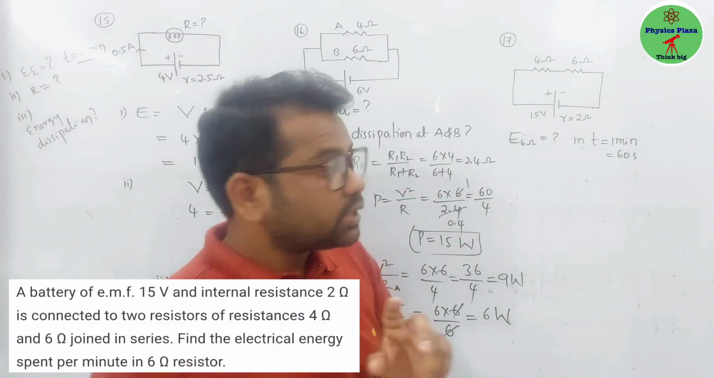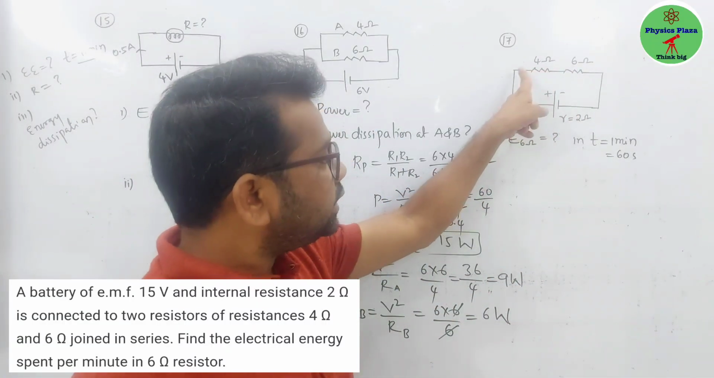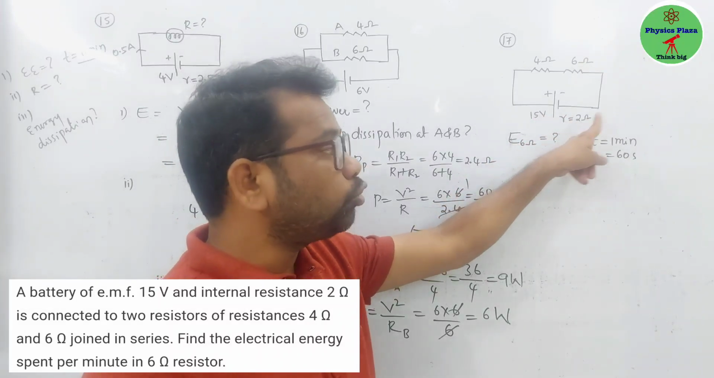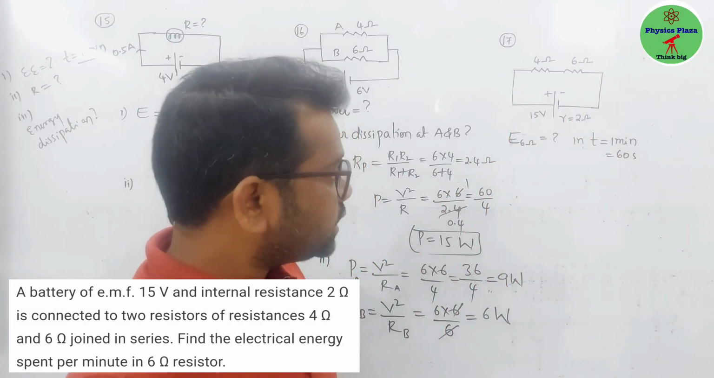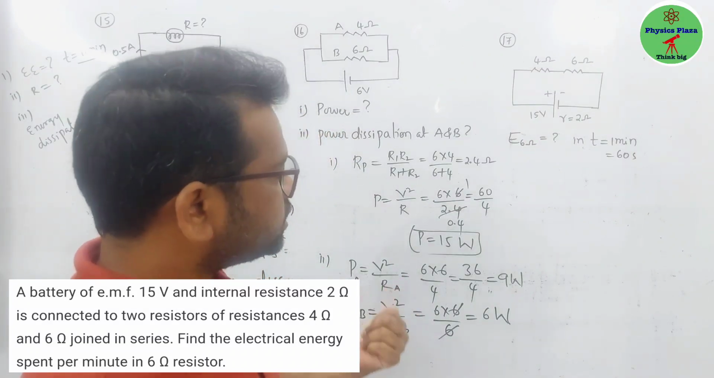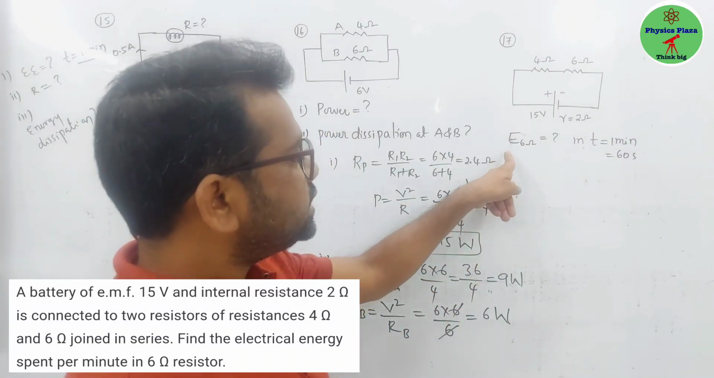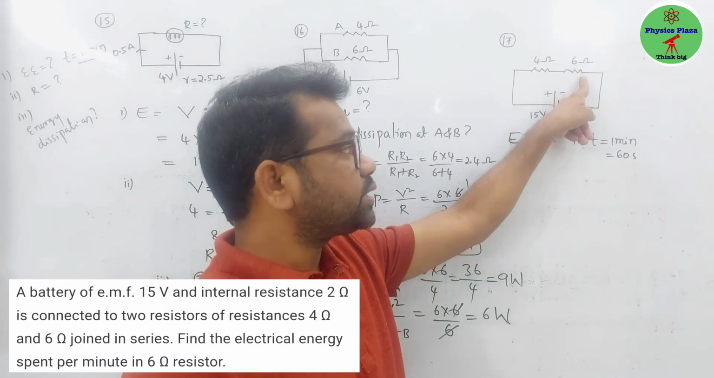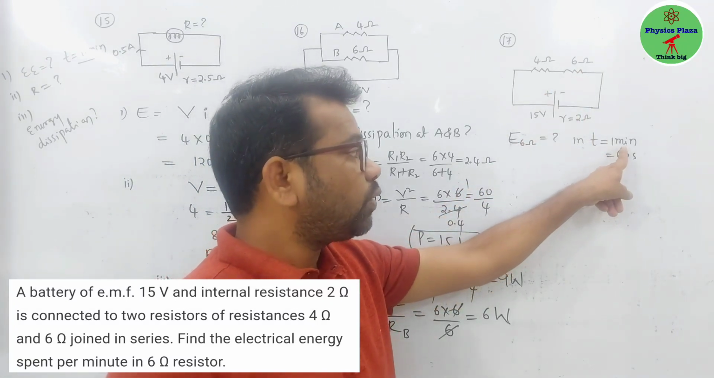Come to the 17th one. Here two resistors are connected in series and they are connected to the battery of voltage 15 volt and internal resistance 2 ohm. Then first they are asking us to calculate, actually they are asking us to calculate what? Energy. What is the energy dissipated across the 6 ohm resistor in 1 minute of time.